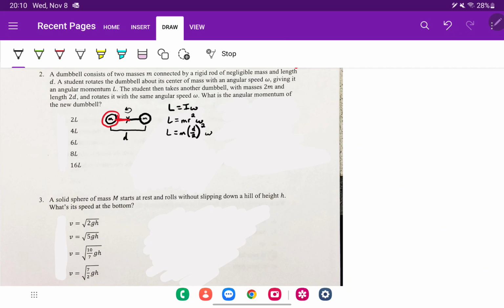I'll simplify later when we plug in some other things. But now we want to look at the second part of our problem. We're taking another dumbbell. This time we're doubling the masses on both sides, and we're also doubling the length.